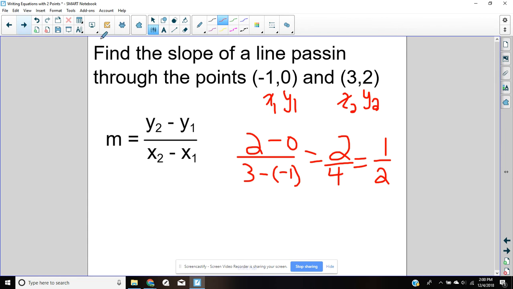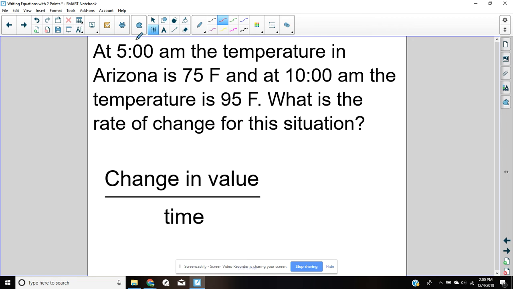The next example is to find the slope of a line, as we call this the rate of change. The rate of change is the change in value over time. At 5 o'clock, the temperature in Arizona was 75 degrees, and at 10 o'clock, the temperature was 95 degrees. What is the rate of change for this situation? So what is the change in temperature or change in value over time? In this case, from 5 o'clock in the morning to 10 o'clock in the morning, the time that had passed is 5 hours.